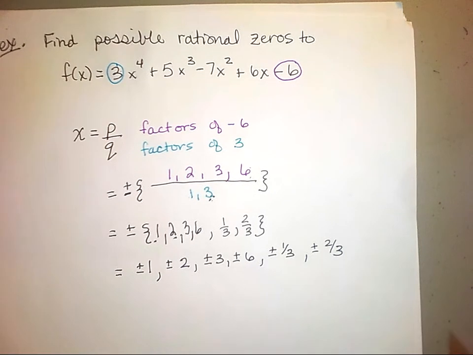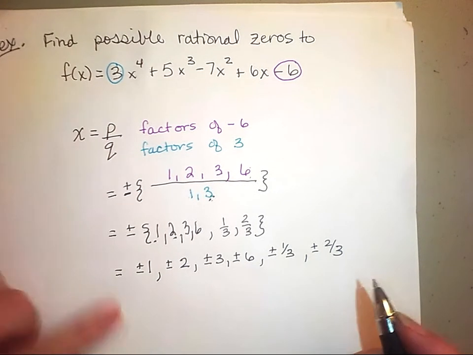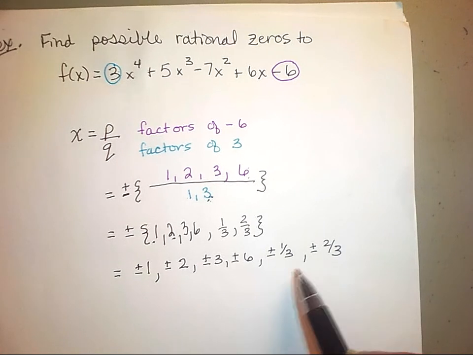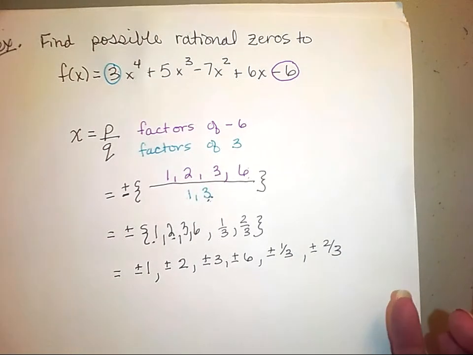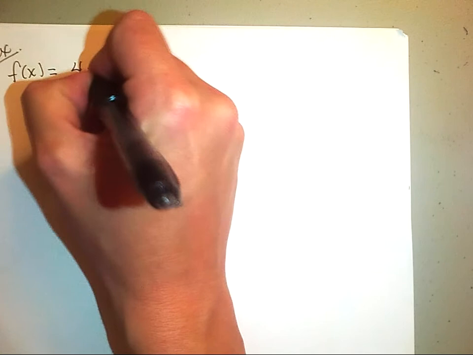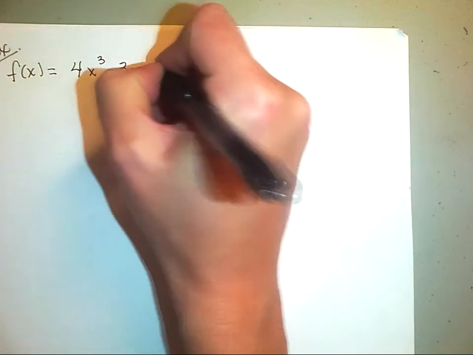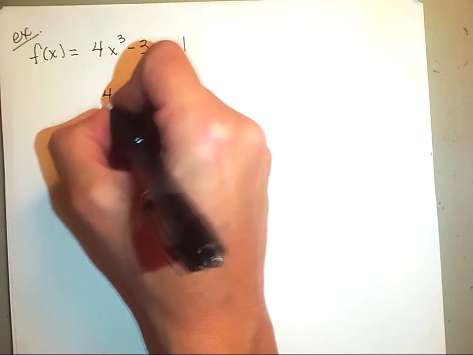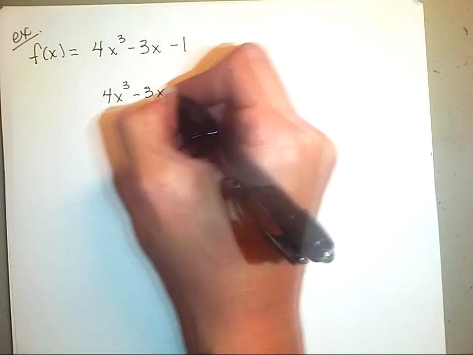Now, we're going to take a different example where I show you a different way that will make it easier. Instead of plugging in all the zeros and not knowing what the quotient is, we could use synthetic division. So let's do that in our next example. If f of x is equal to 4x cubed minus 3x minus 1, to find the solutions, we'd have to set it equal to 0, and we still don't have a way to solve this.